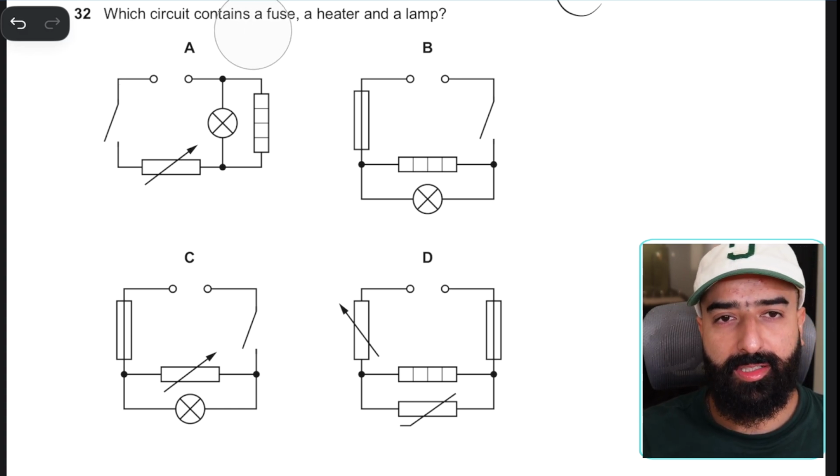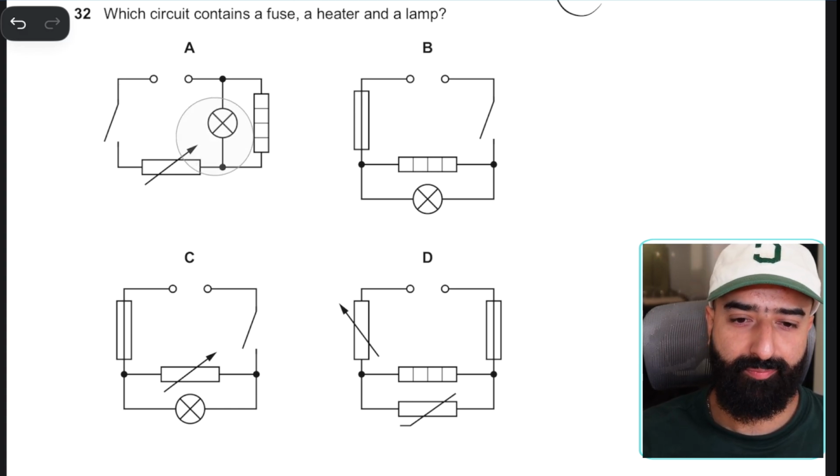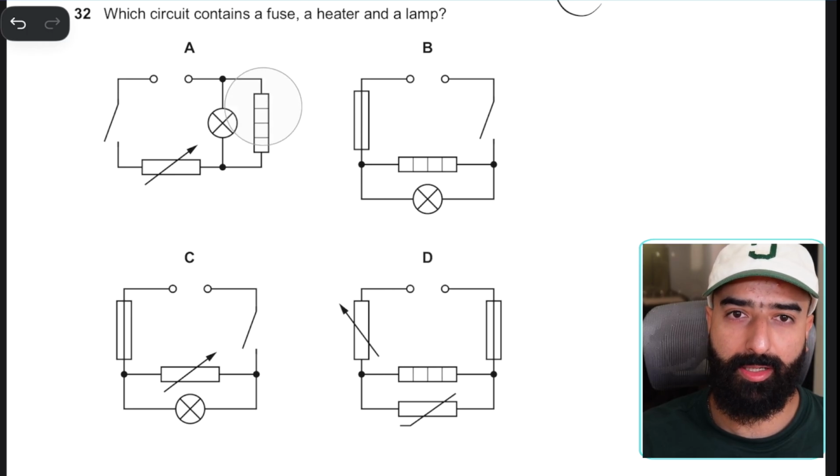Which circuit contains a fuse, heater, and lamp? This has lamp, this has lamp, this has lamp. So D is incorrect. Heater and fuse. This one has a fuse. This one doesn't have a fuse. So B or C.